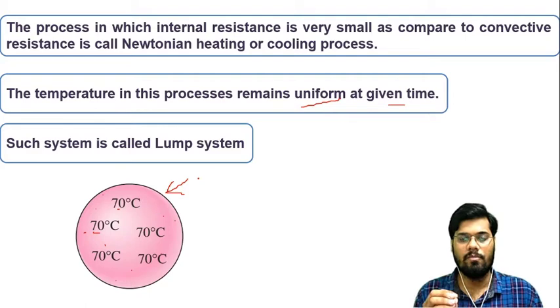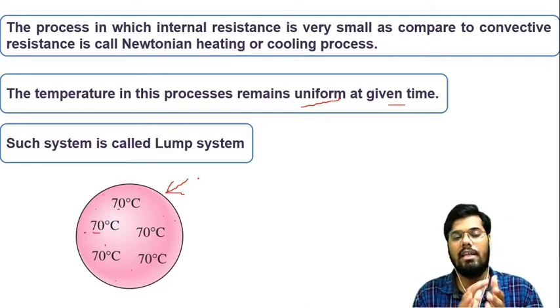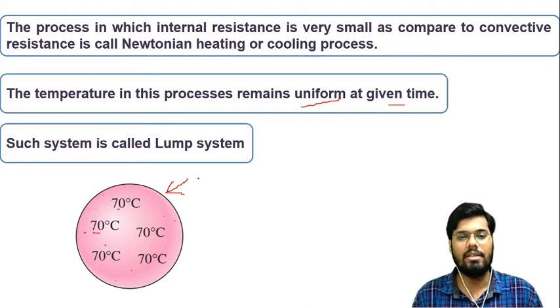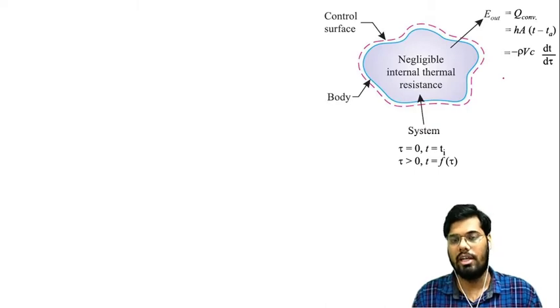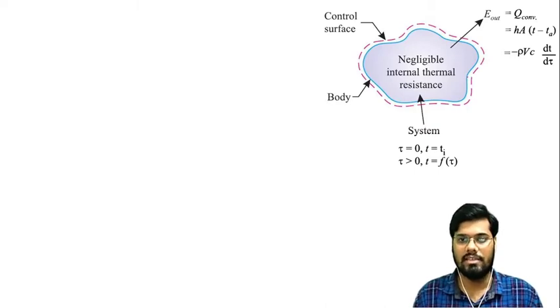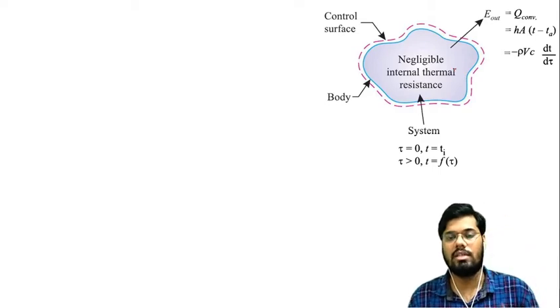So a system which has higher thermal conductivity and higher surface area compared to volume can be considered a lump system, because the temperature at any point of the system has the same value. Now suppose we have this kind of lump system whose temperature is higher than the surrounding temperature, so that there is a temperature difference and heat will flow from the system to the surrounding.